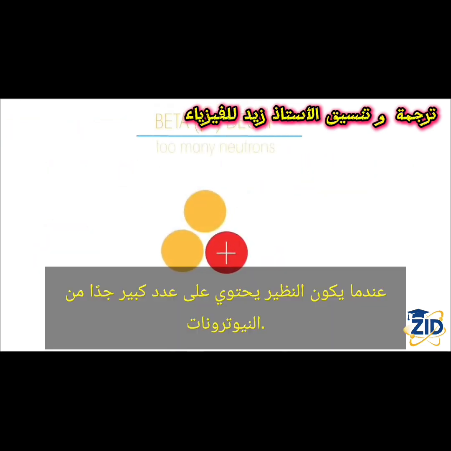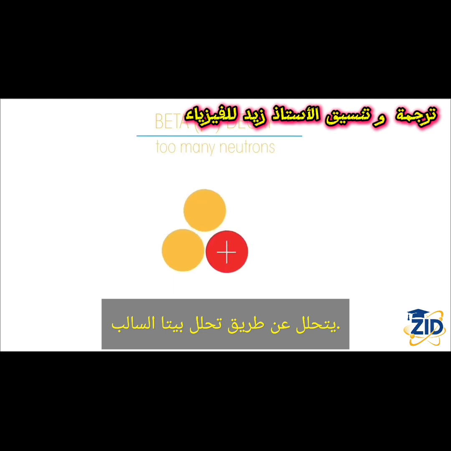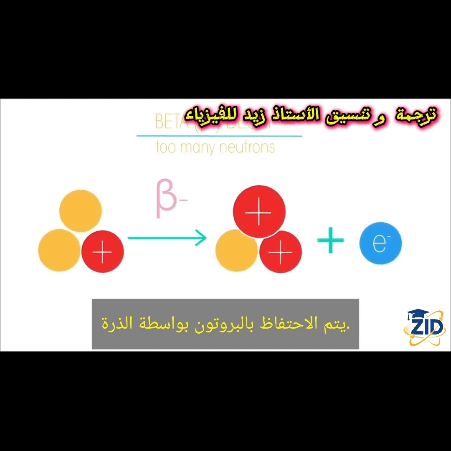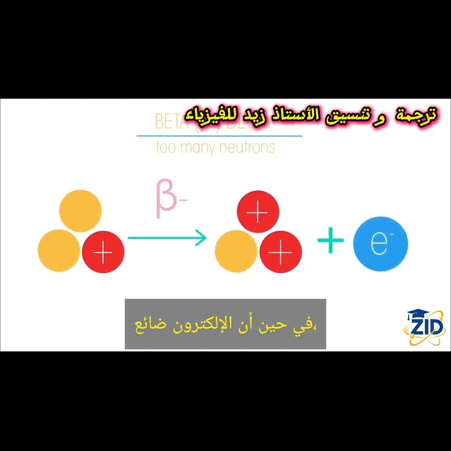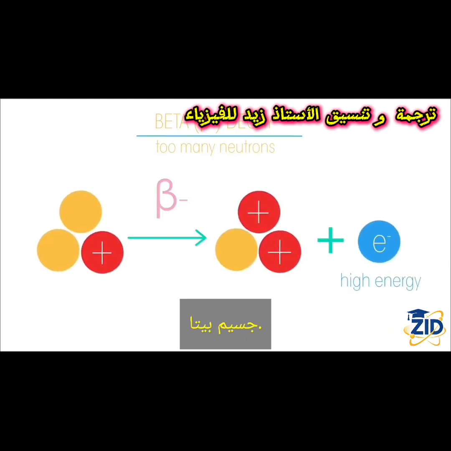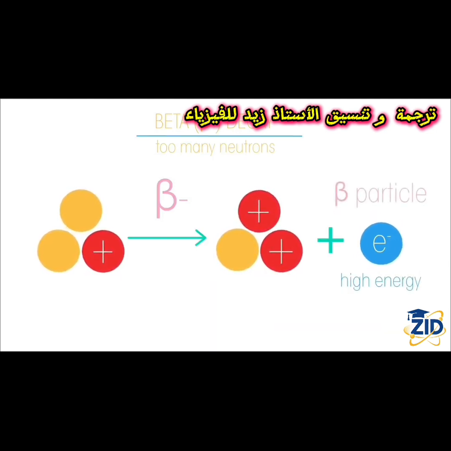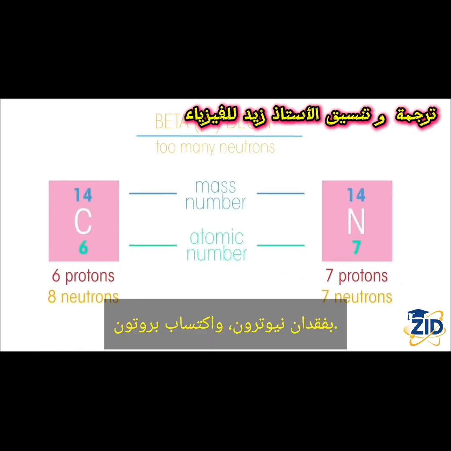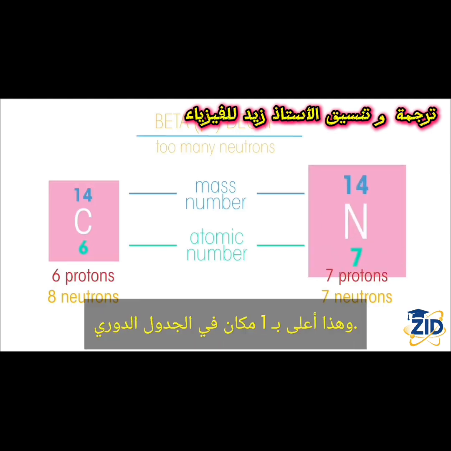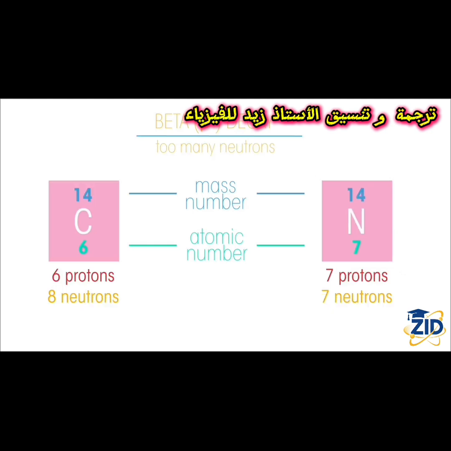A new element is formed that is 2 places lower in the periodic table. When an isotope has too many neutrons, it decays by beta minus decay. A neutron changes into a proton and an electron. The proton is retained by the atom, while the electron is lost. The lost electron is high energy and is called a beta particle. By losing a neutron whilst gaining a proton, the mass number of the atom remains the same, but the atomic number increases by 1. A new element is formed that is 1 place higher in the periodic table.